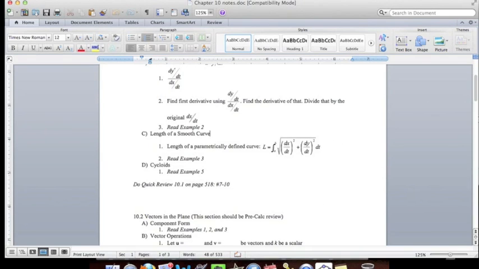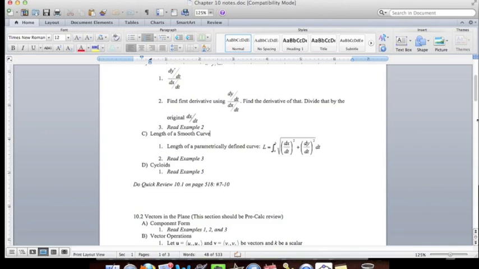Then we need to talk about the length of a parametric curve. Length of a parametric curve is actually something we're concerned with quite often because what a parametric curve is usually defining for us is the motion of something. So if I find the length of that, then that's telling me how far that thing went. So that is something that we are often concerned with in a parametric.